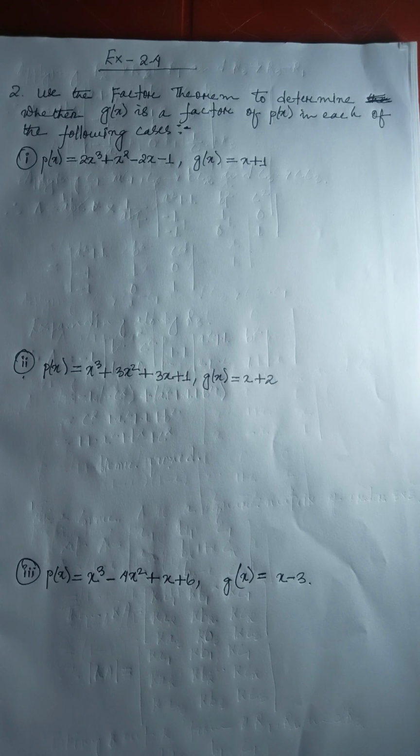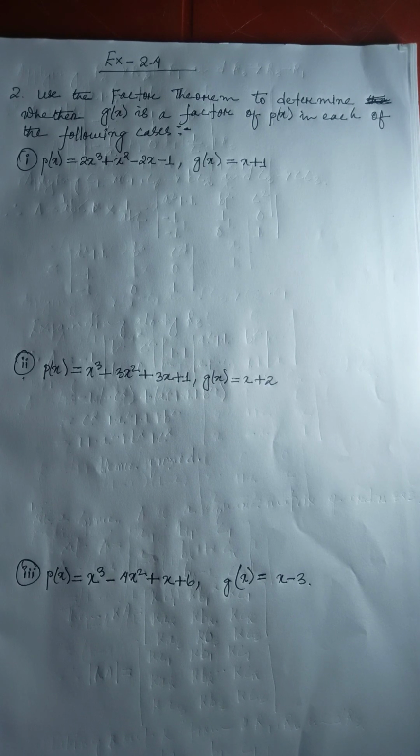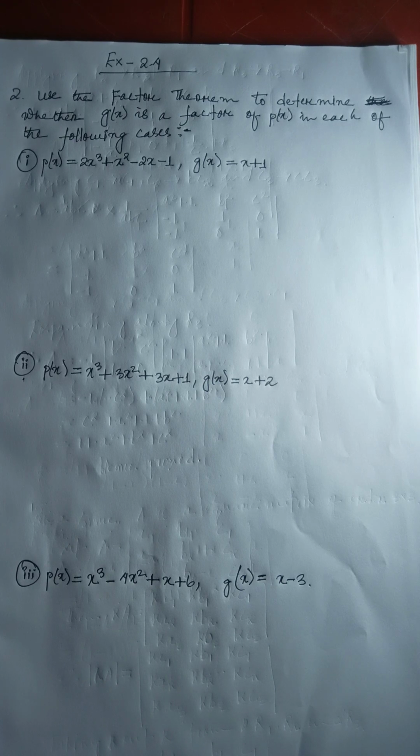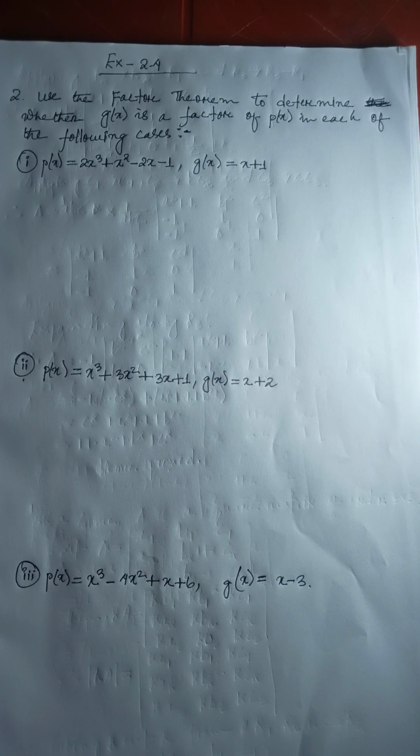First of all, take g(x) is equal to 0, and put whatever value g(x) has, then find the value of x. After we get the value of x, we put it in each x of the polynomial given in Roman number 1. Then we solve it, and at last if we get 0, then we will call g(x) a factor of p(x). And if we can't get 0, then it is not a factor of p(x). Alright, now let us proceed to the solution.